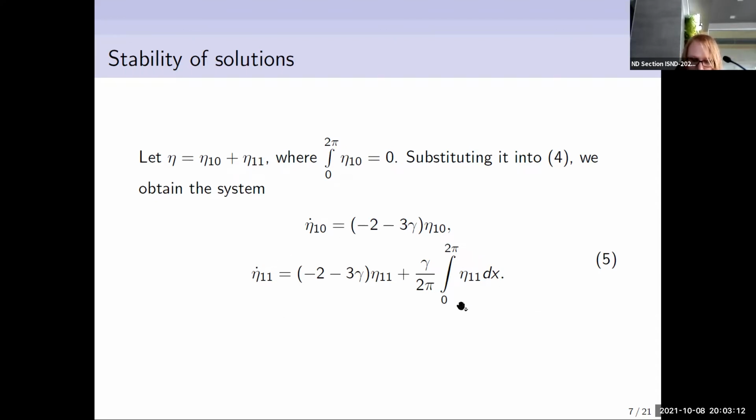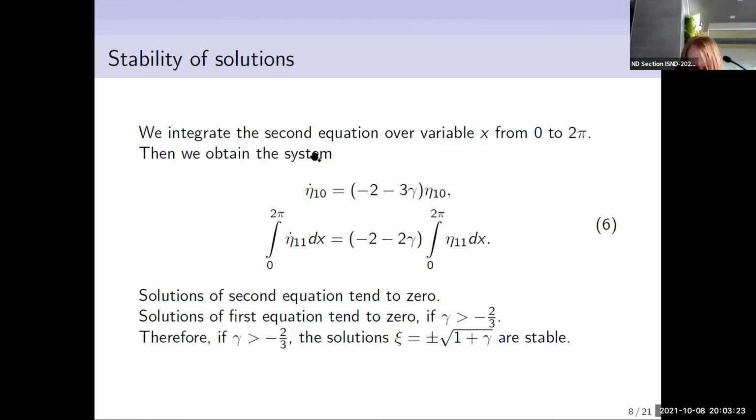The second equation of this system has an integral, so we integrate the second equation from 0 to p. And now we obtain the system 6. These are two ordinary differential equations. The solution of the second equation tends to 0 because the coefficient in the right part is negative, and the solution of the first equation tends to 0 if gamma is greater than minus 2/3. Therefore, if gamma is greater than minus 2/3, these solutions are stable.